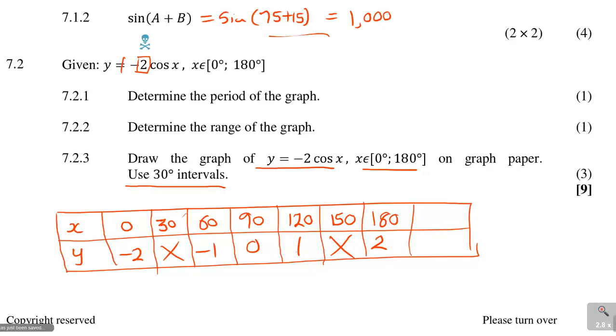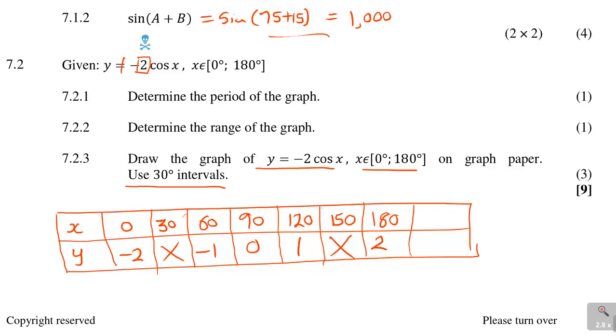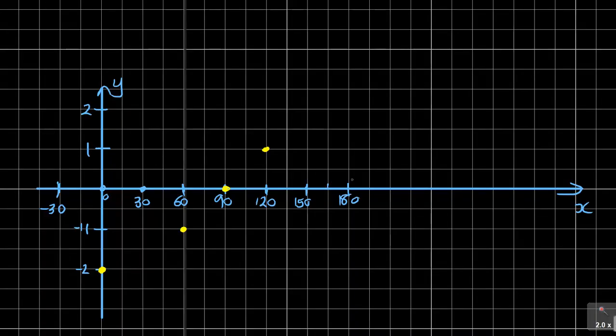When x is 120, y is 1. There is a point there. And 150, we ignore it. When x is 180, y is 2. So you'll have that and that. So when you have done that, then you need to draw your graph. Remember, this is a cosine graph.